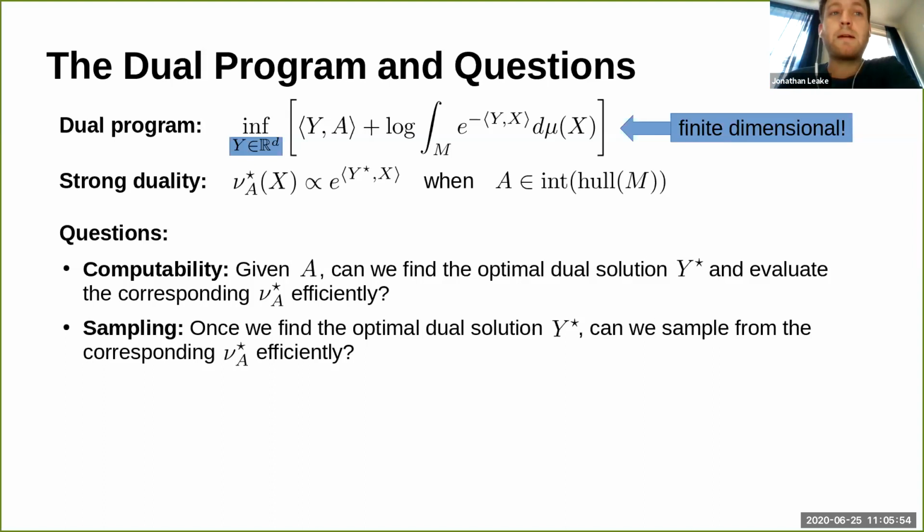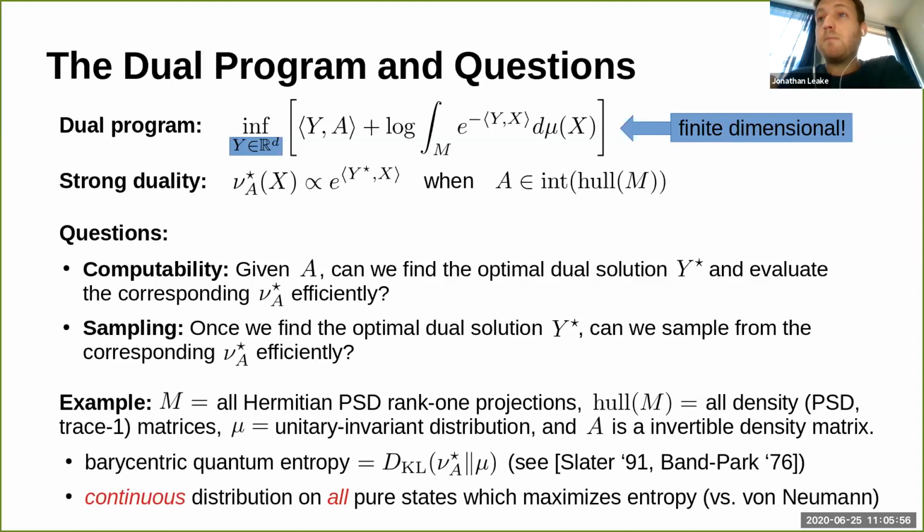We're going to restrict to the dual from now on, since this is the main thing we attack. One particular example to keep in mind throughout is, let's say our M is the set of all Hermitian PSD rank 1 projection matrices. The convex hull of this is the density matrices, PSD with trace 1. There's a natural unitarily invariant distribution on the rank 1 projections. And if we pick A in the interior, as I mentioned in the strong duality, we'll always assume interior A's.